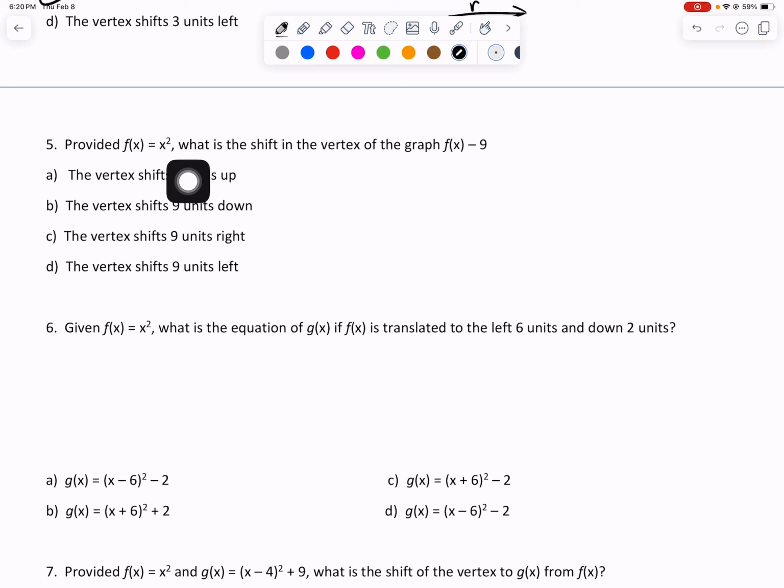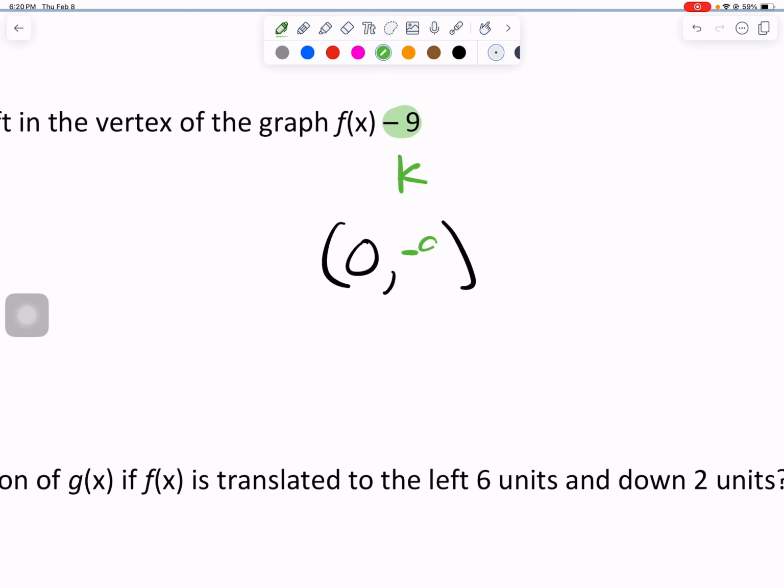Provided f of x equals x squared, what is the shift in the vertex of the graph f of x minus 9? Well, that number, is it in parentheses or outside of parentheses? Yes, it is outside of parentheses. That's also known as our k value. And if we were just to write this quickly here, it'd be 0. And then do we touch k? Does it get flipped? No, it stays the same.